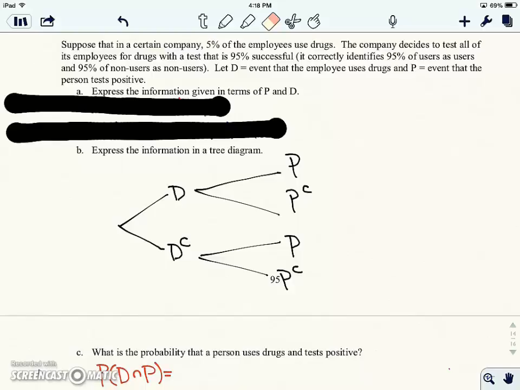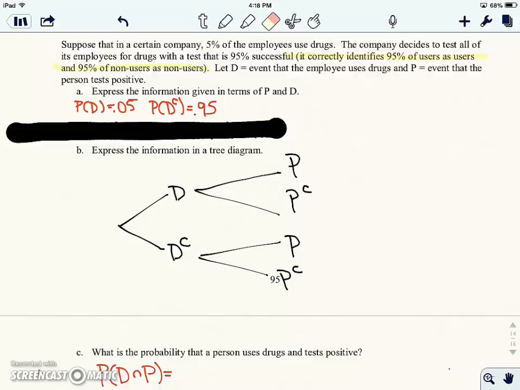Suppose that in a certain company, 5% of the employees use drugs. The company decides to test all of its employees for drugs with a test that is 95% successful, i.e. it correctly identifies 95% of the drug users as users and 95% of the non-users as non-users. We're going to let D equal the event that employees use drugs and P the event that they test positive. Express the information in terms of P and D.